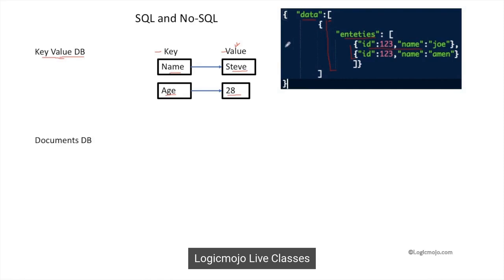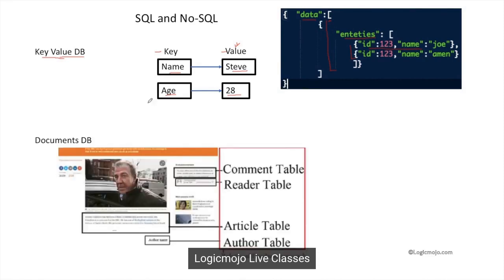Then we have another option, that is document DB. Consider this example. Let's say this is an article on a particular website, and in that article you can have comments. Similarly, you can have a reply to that comment. You can have an article, and you can also have an author. All this information is present in this particular article.